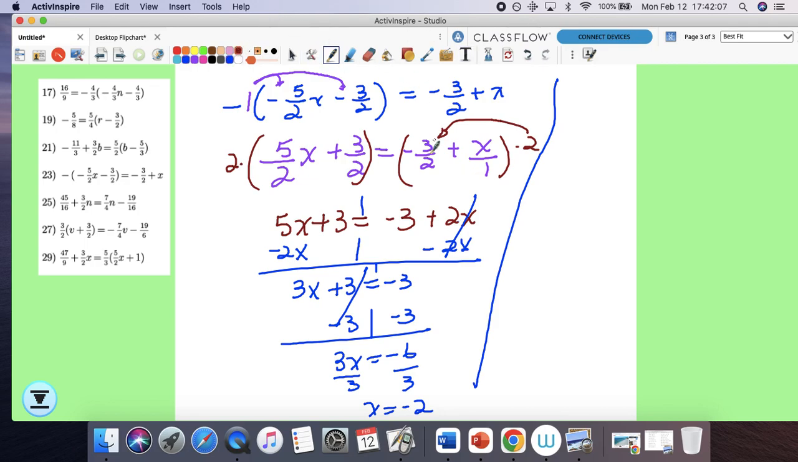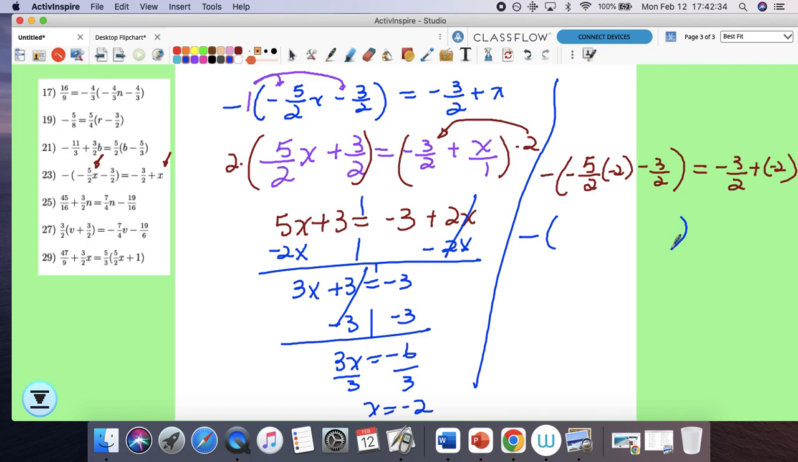Check our work. Wherever we see x, we're going to replace it with negative 2. So I'm going to put negative 2 here and negative 2 here. So negative 5 over 2 times negative 2, and I'll put it in parentheses because it's negative, minus 3 over 2. On the other side, negative 3 over 2 plus negative 2. Okay, we're adding. So let's take care of inside the parentheses. Negative 5 over 2 times negative 2. So this 2 and this 2 go away. Negative times a negative is a positive. I'm left with 5. 5 minus 3 over 2.